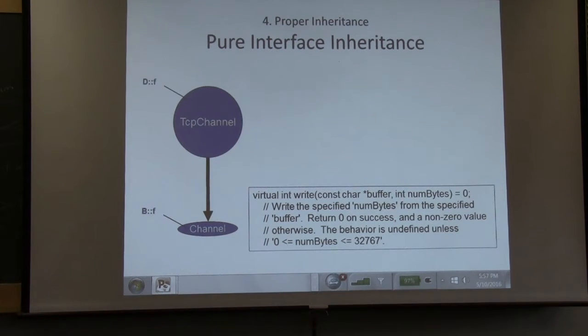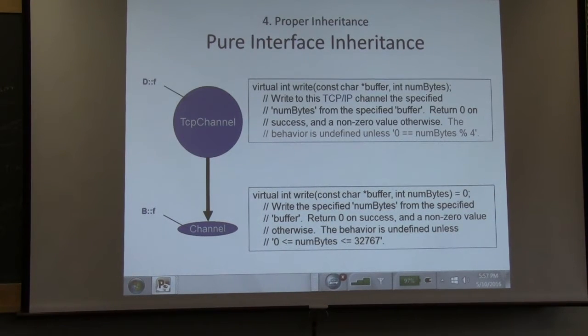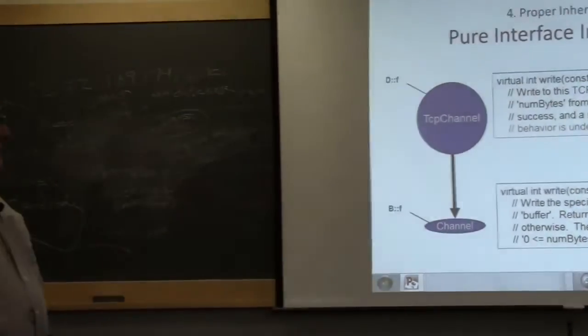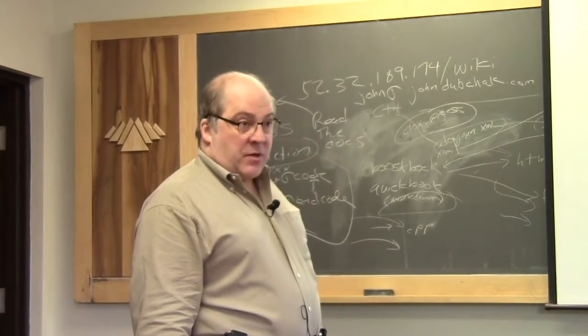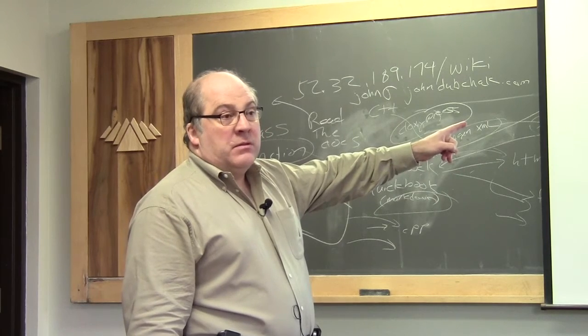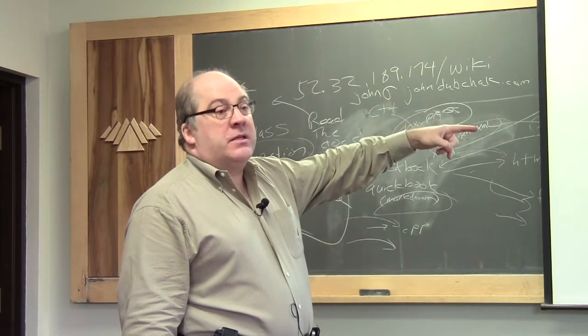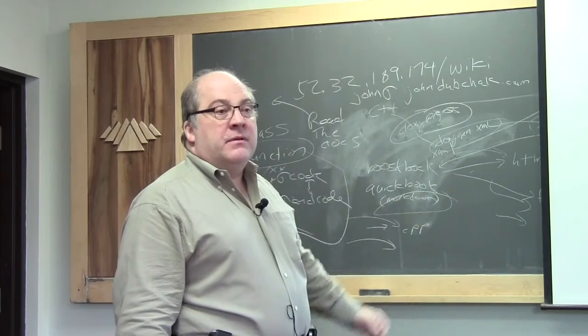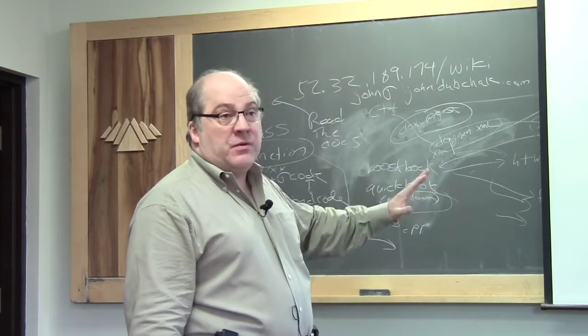All right. Now, suppose we derive a TCP channel, and this TCP channel says return 0 on success and a non-zero value otherwise, the behavior is undefined unless 0 equals numBytes mod 4. Can we do this? No. What's wrong? What exactly is wrong? The preconditions are stronger. Is that what you're saying? Yes, the preconditions are stronger in the sense that the base would accept one and this one won't. Even though that will accept any integer, as long as it's mod 4, that doesn't matter, because the base class gets the first thing. We don't want to have a fat interface, so we don't want to do that.